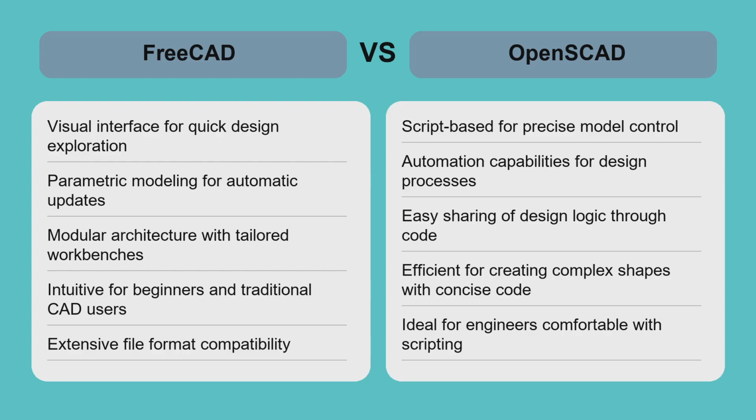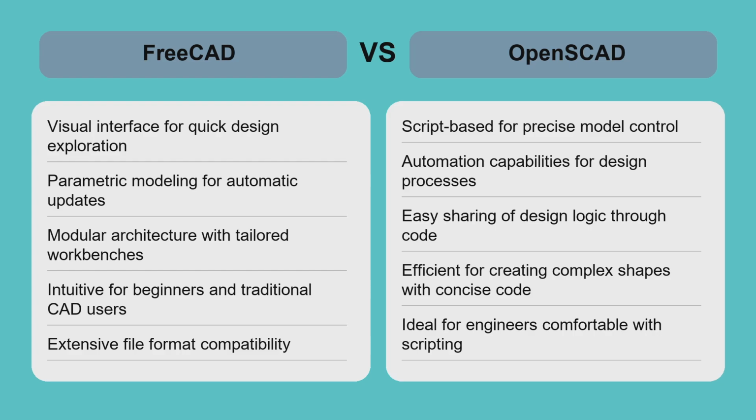For example, FreeCAD is great for product designers refining shapes visually, while OpenSCAD fits engineers automating batch part generation. FreeCAD supports assemblies and complex multi-part projects more naturally, whereas OpenSCAD relies on code structure for managing complexity.